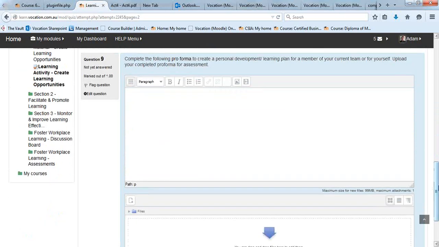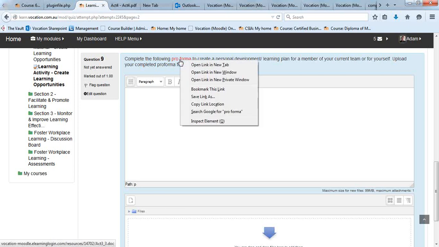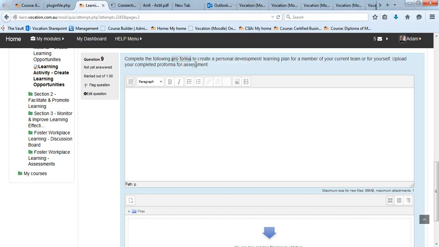Cool. Okay, next question, question 9. It gets the guys to complete a pro forma to create their own personal learning plan for either a member of their team, somebody that they're working with, or they can complete it for themselves. So you'll see the word pro forma is actually a hyperlink as I click over it.